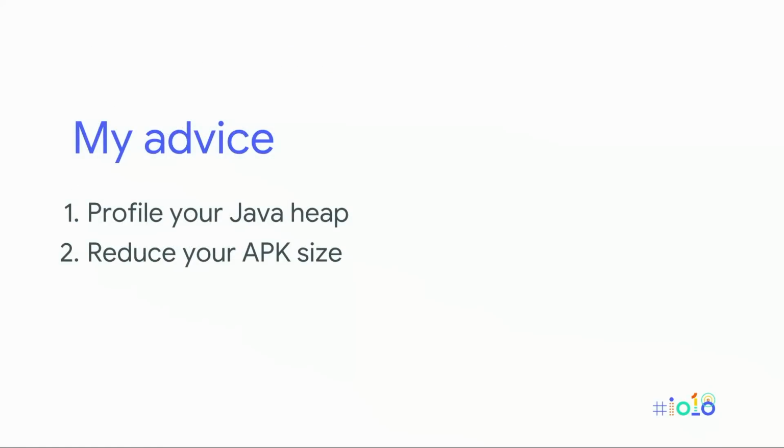I'm going to give a bit of a different suggestion, which is if you want to improve your overall memory use, do two things. One, profile your Java heap using Android Studio's memory profiler like I showed before. And two, reduce your APK size. And let me tell you why I think this is a reasonable approach for you to take to reduce your overall memory impact.